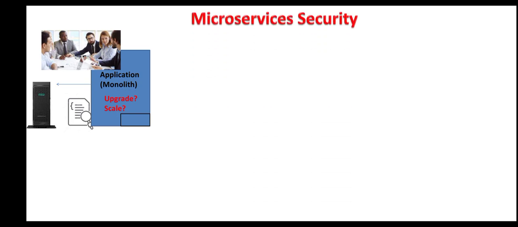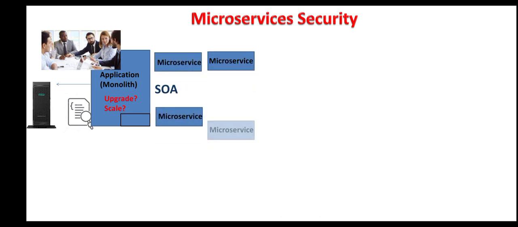The response came in the form of an architecture and development style known as microservices. So microservices is a form of service-oriented architecture. The entire business logic is divided into different functions, and each of these functions is deployed as a different microservice, and each microservice is developed and deployed independent of other microservices. Each of these microservices has its own application programming interface, or API, to be invoked from other microservices.